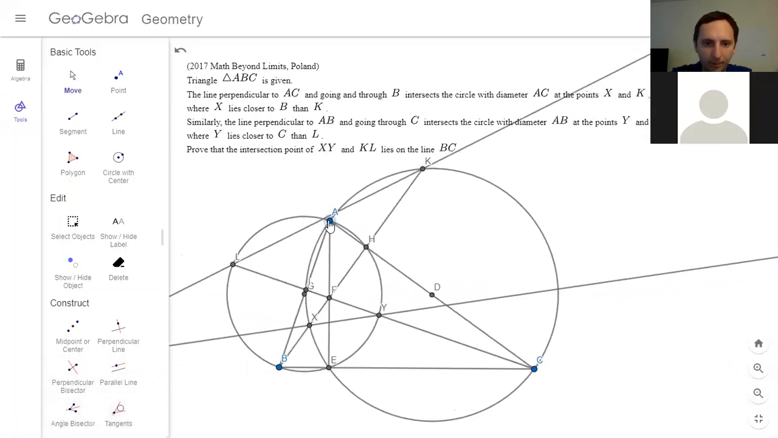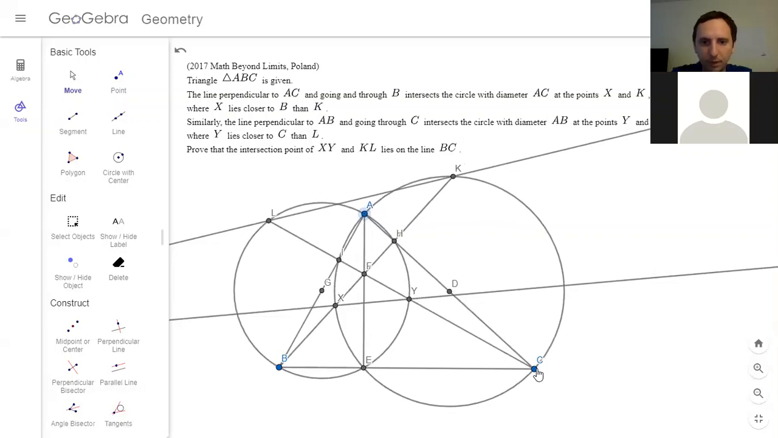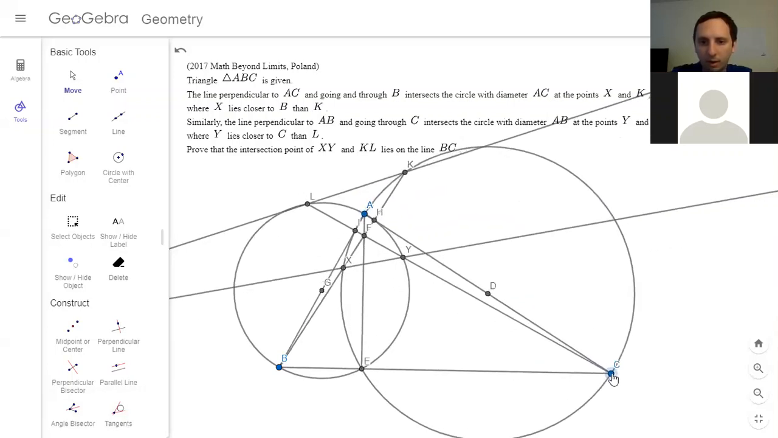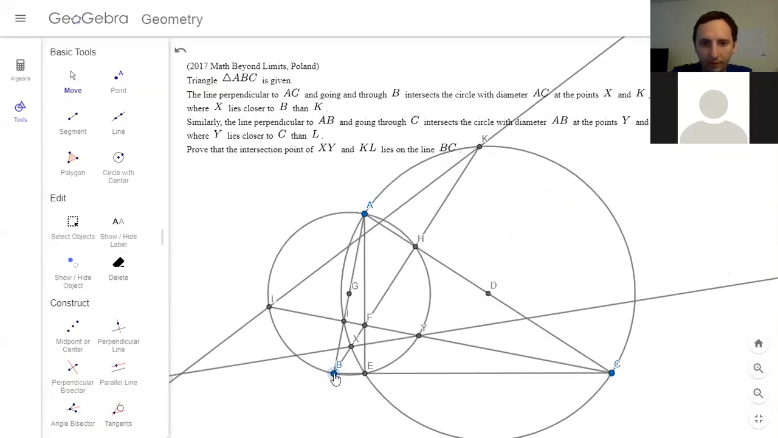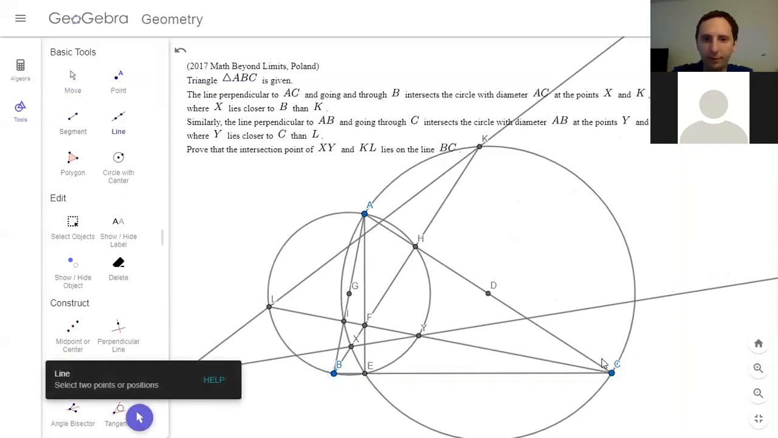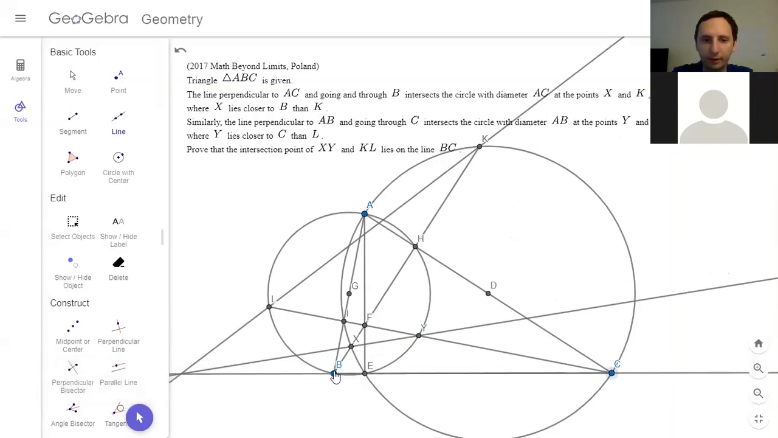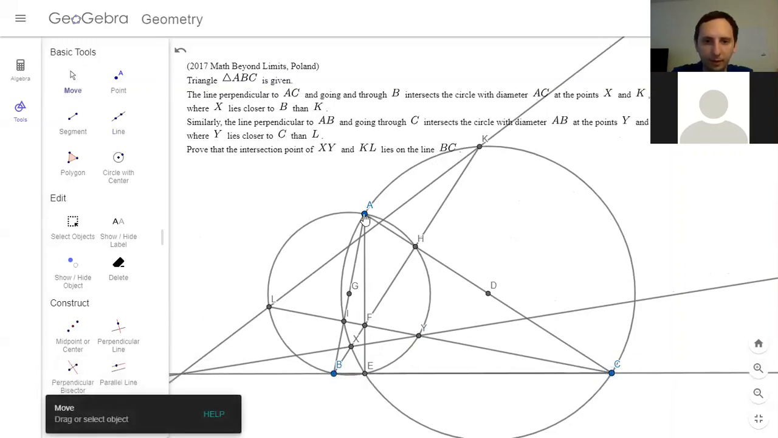Let me make it better then, because it's hard to see where they intersect here. Okay, so something like this. Basically, another way to say it is that BC, XY, and KL concur. That's another way to say it, right?